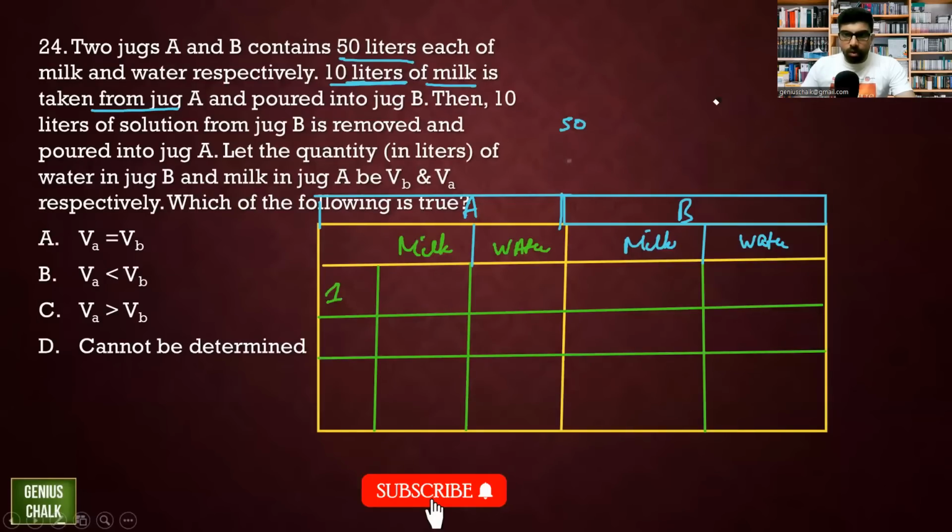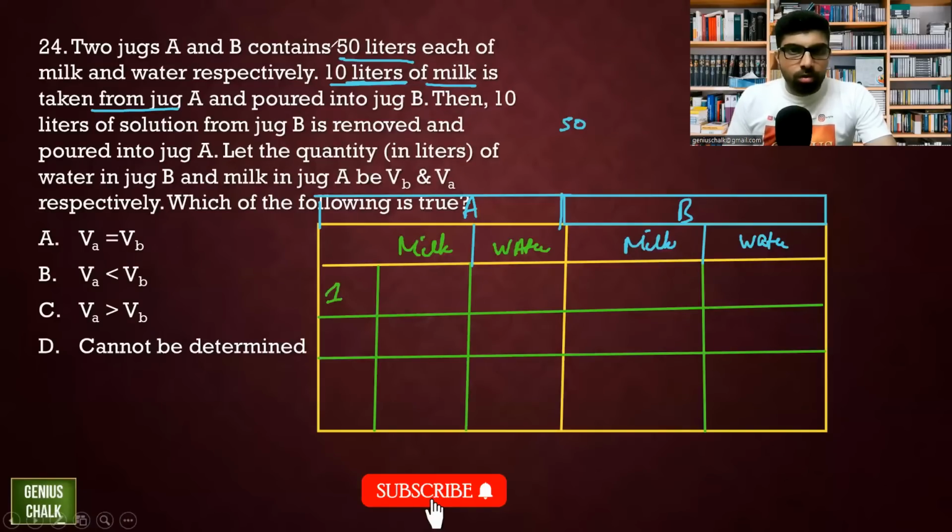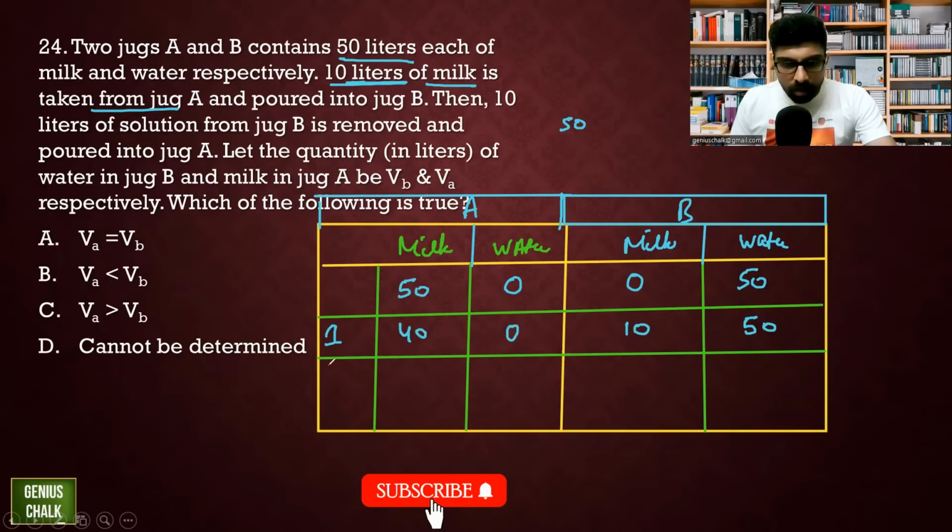So initially, what was the scenario? Scenario was 50 liters of each. So actually 50 liter milk was here, 50 liter water was here. So here it was 0 water, here it was 0 milk. This was the initial condition. After first operation, 10 liters of milk is taken from jug A. So from this A to B, so 10 liter of milk is taken. So now in this B it will be 10 and it is 50, and here it will be 40 and here it is 0. I hope this is clear.